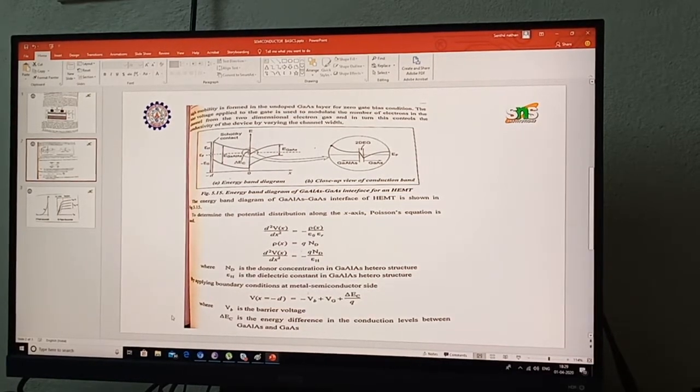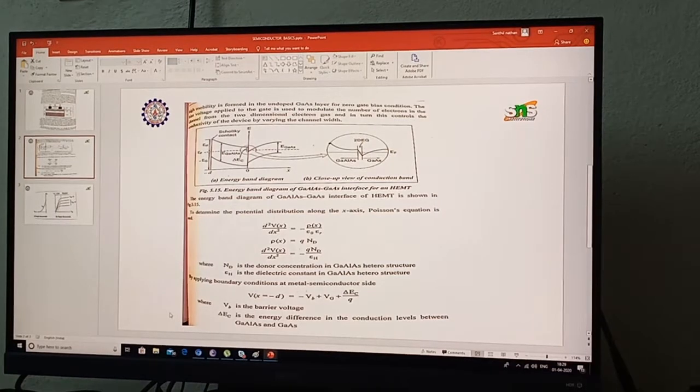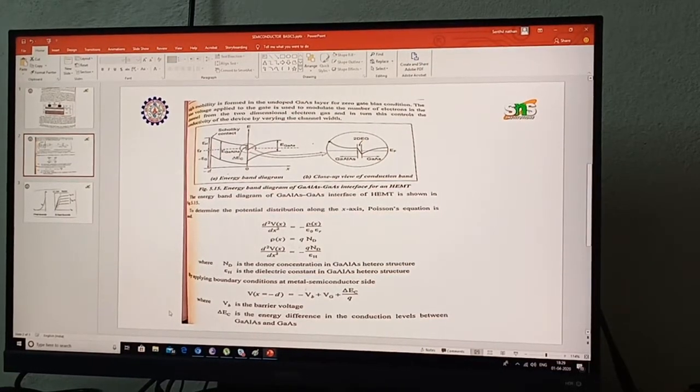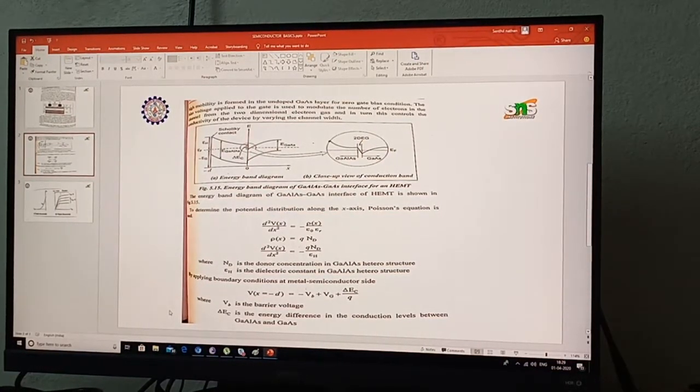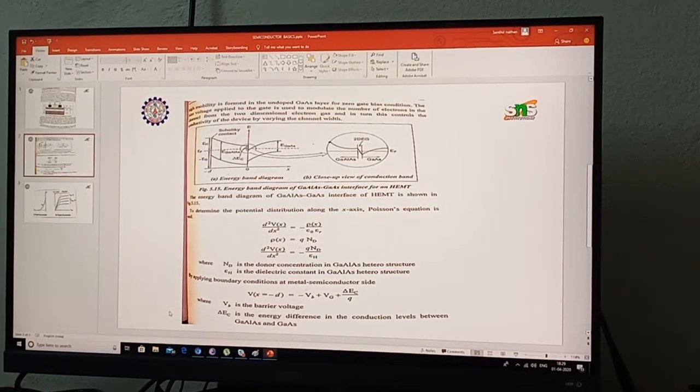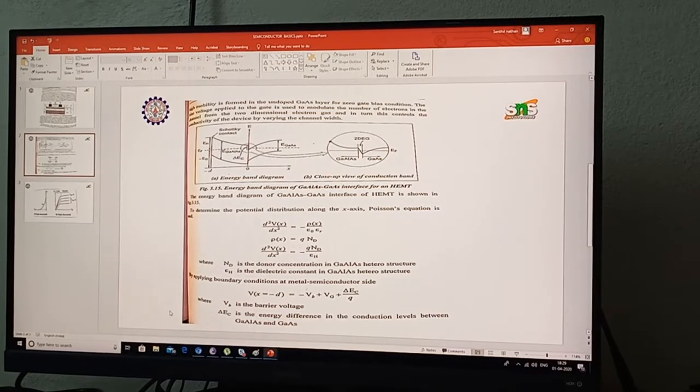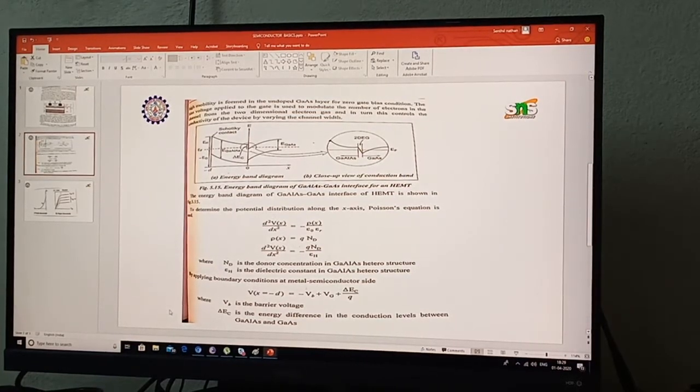That is, if Vt is greater than 0, the high electron mobility transistor operates in enhancement mode. If it is less than 0, it is operated in the depletion mode. So we are calculating when it is operated in the enhancement mode and when it is operated in the depletion mode. So from this, we can easily understand the high electron mobility transistor concept.